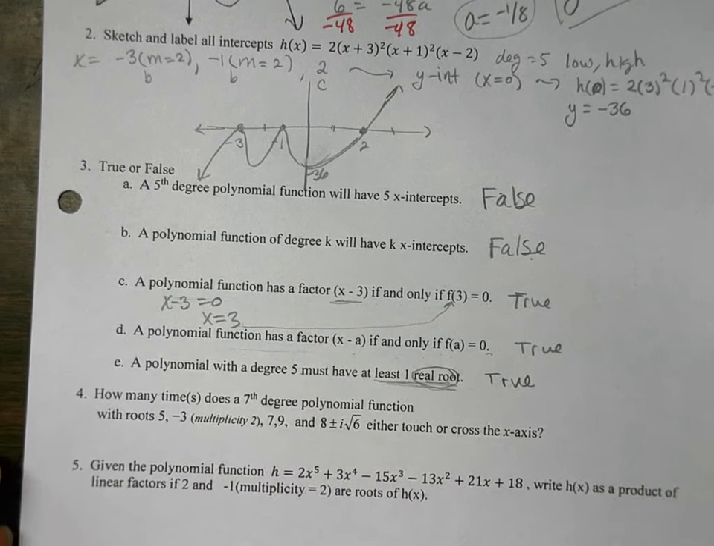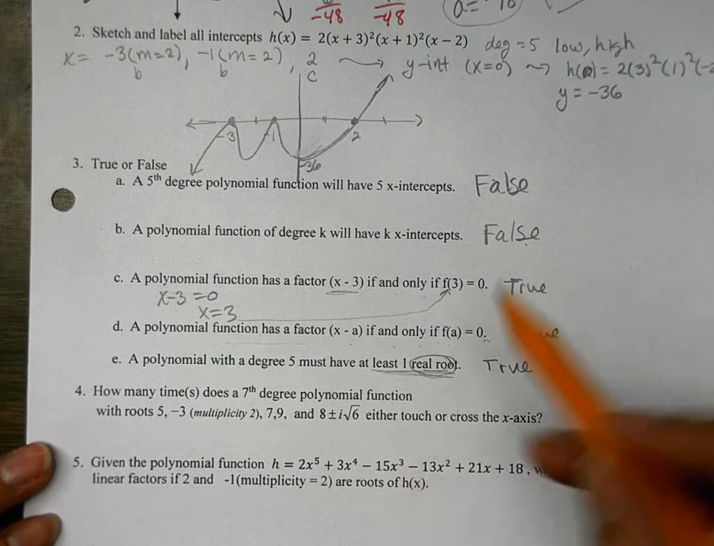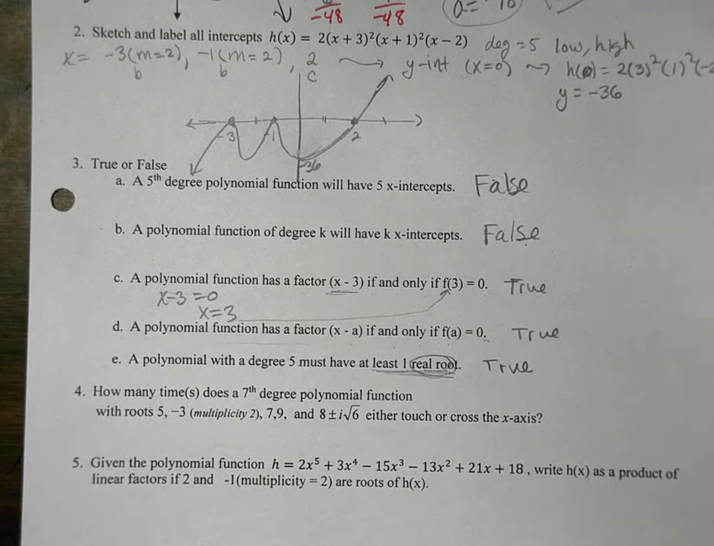Yes? Is a real root referring to positive or negative? Say it again, a real root is talking about non-imaginary solutions. So it could be 5 plus or minus root 3, negative 1/2, as long as there are no imaginary solutions in there. All right, we're good?